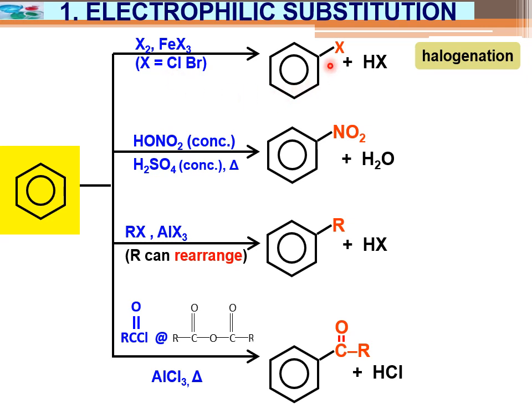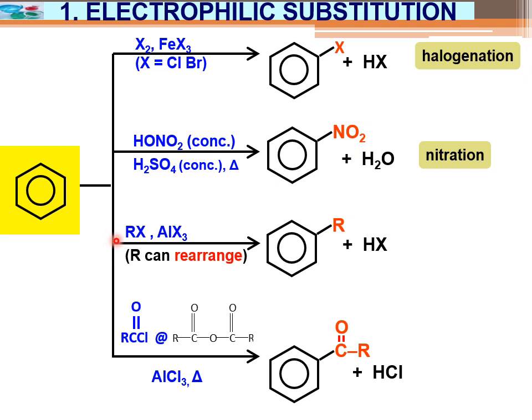Simple, isn't it? The second reaction is when benzene ring reacts with HONO2, the nitric acid. It's a concentrated acid together with a concentrated sulfuric acid with heat. You're going to form nitrobenzene, and this reaction is called nitration.